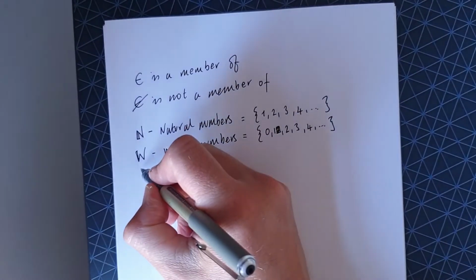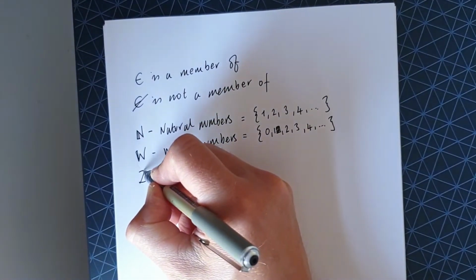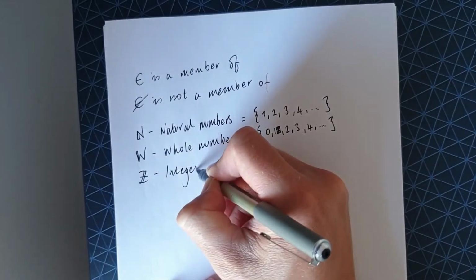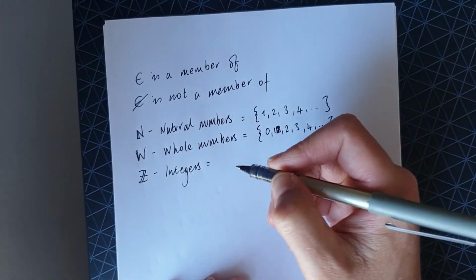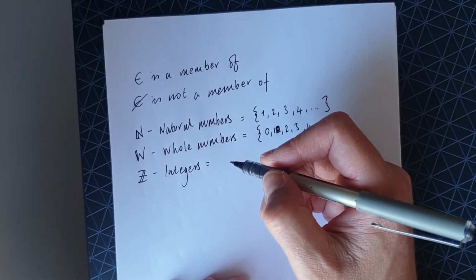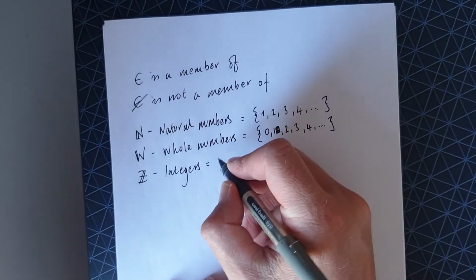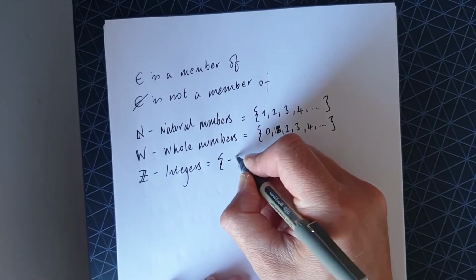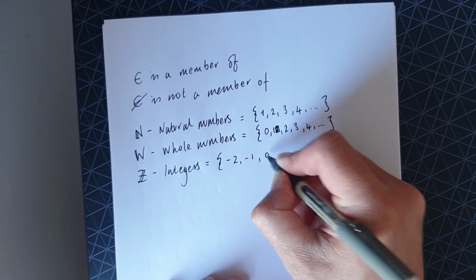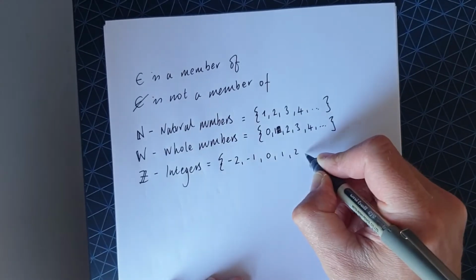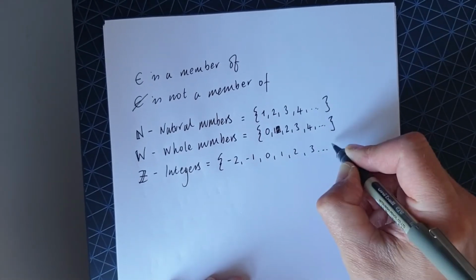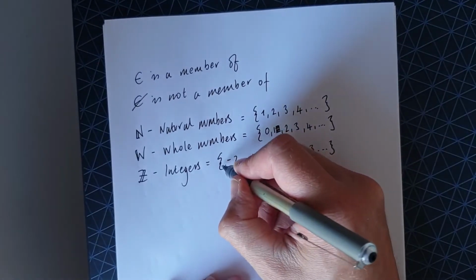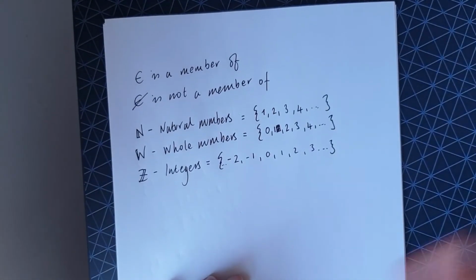Okay, keeping going with that, we've got the integers, which weirdly are denoted with Z. And that is the whole numbers plus negative whole numbers as well. Okay, and I should put dots in the other way as well. It obviously keeps going below -2 and above 3.